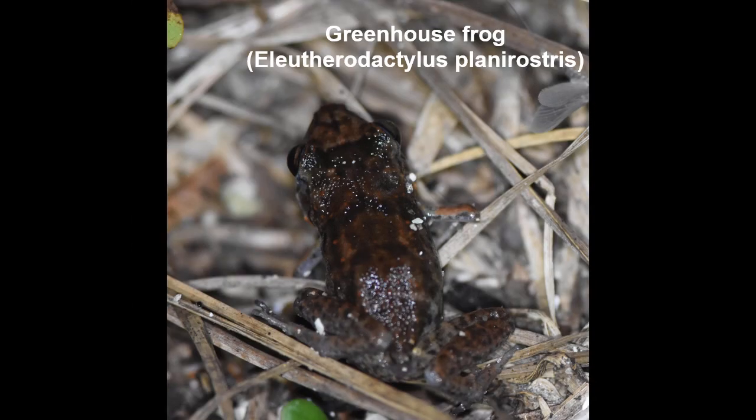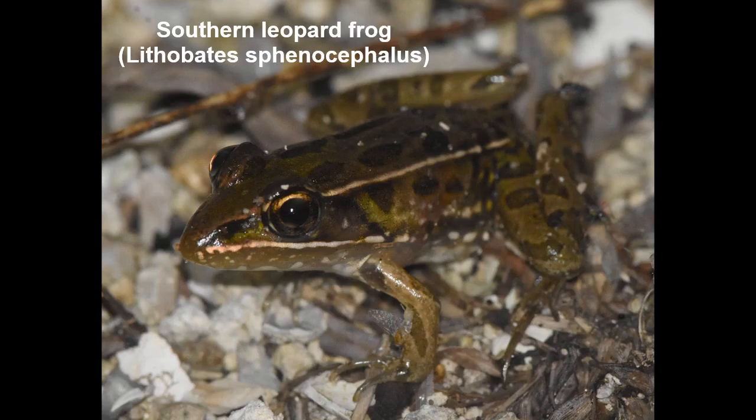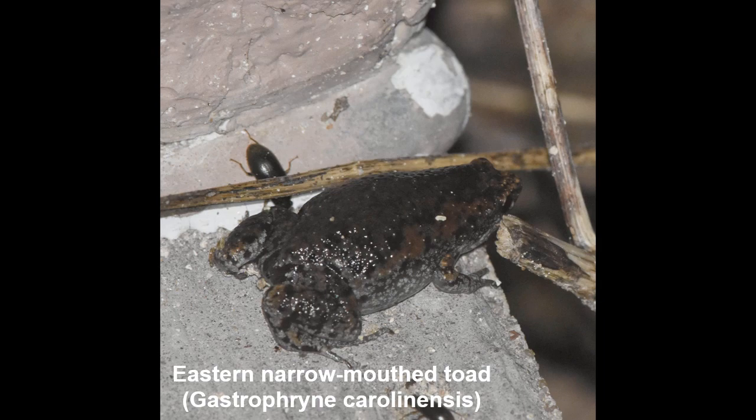This is a greenhouse frog, which is non-native. This is a southern toad, which is native, and they get pretty big. A southern leopard frog. These were pretty small, the ones that were around the sheet. I didn't see a lot of big ones. And then an eastern narrowmouth toad. And while I was setting up the sheet, I could actually hear one calling, so it was cool to see one.